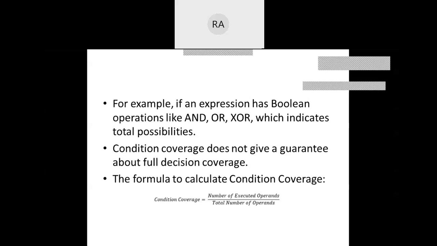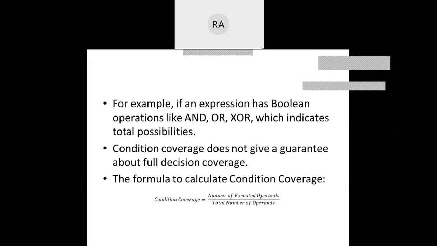And the formula that we are going to use for computation of condition coverage is the number of executed operands divided by the total number of operands present in a particular Boolean expression. That is the formula. As you can see, the measurement formula for each of the coverage methods is different. Nowhere are you finding the same formula associated with each of the coverage methods. All are different. So whenever you are dealing with condition coverage, make sure that the formula is different.